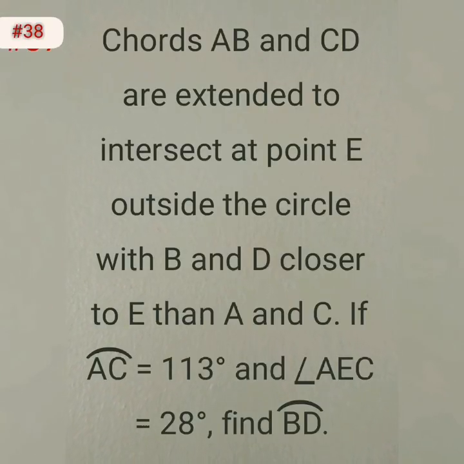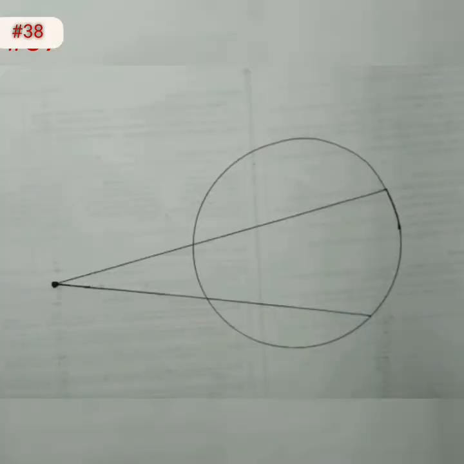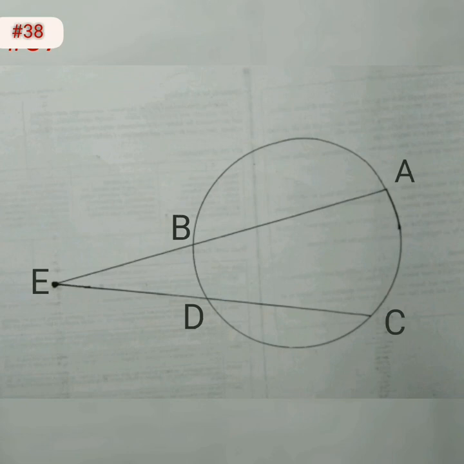Chords AB and CD are extended to intersect at point E outside the circle, with B and D closer to E than A and C. If arc AC is 113 degrees, and angle AEC is 28 degrees, find arc BD.